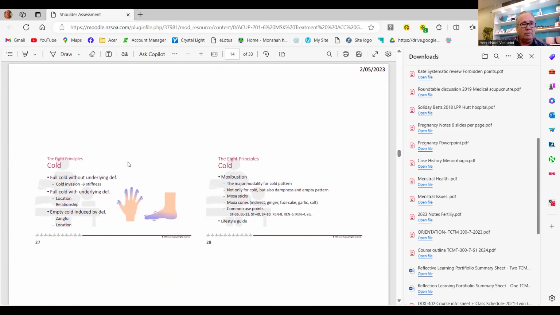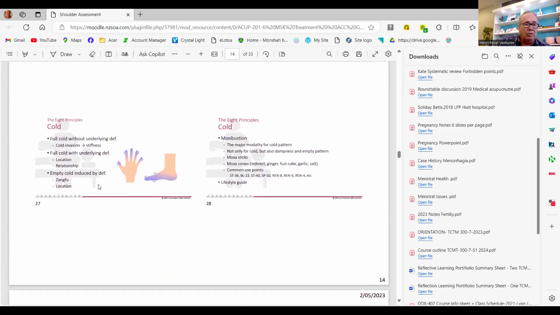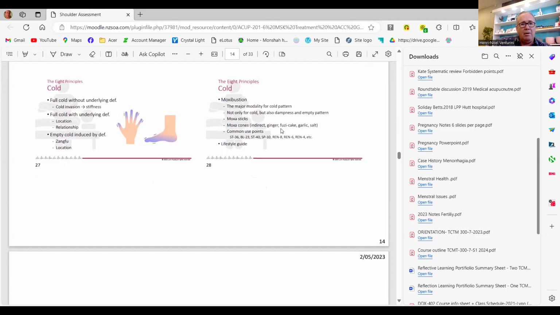So in the cold, full cold, empty cold, I don't think you would need to know that. That's just going into the principles too much. You can look that up just to save time. And then there's moxibustion.